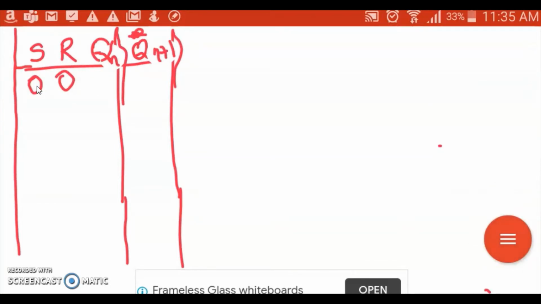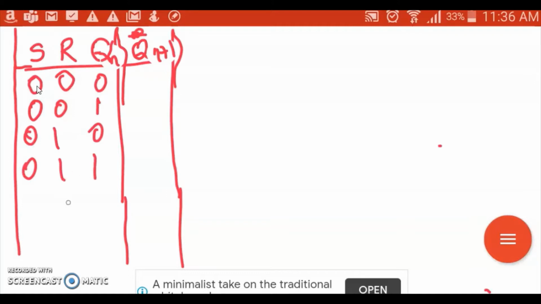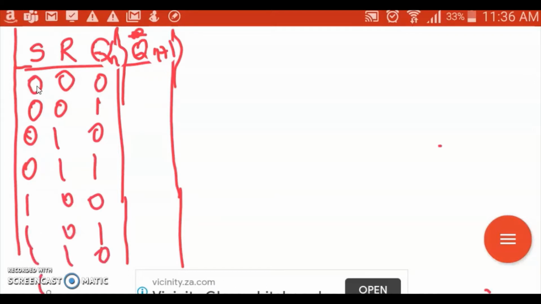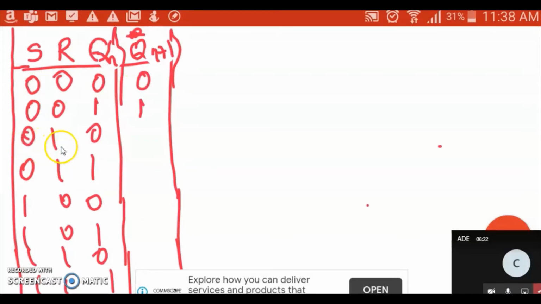When there are 3 inputs, I will write all 8 combinations: 000, 001, 010, 011, 100, 101, 110 and 111. You need to remember the truth table of the SR flip-flop, and based on that we are going to write it here. 0 0 we know, it is the previous state. 0 1 it is reset, whatever the previous condition, we never bother. So 0 1 reset, write 0.